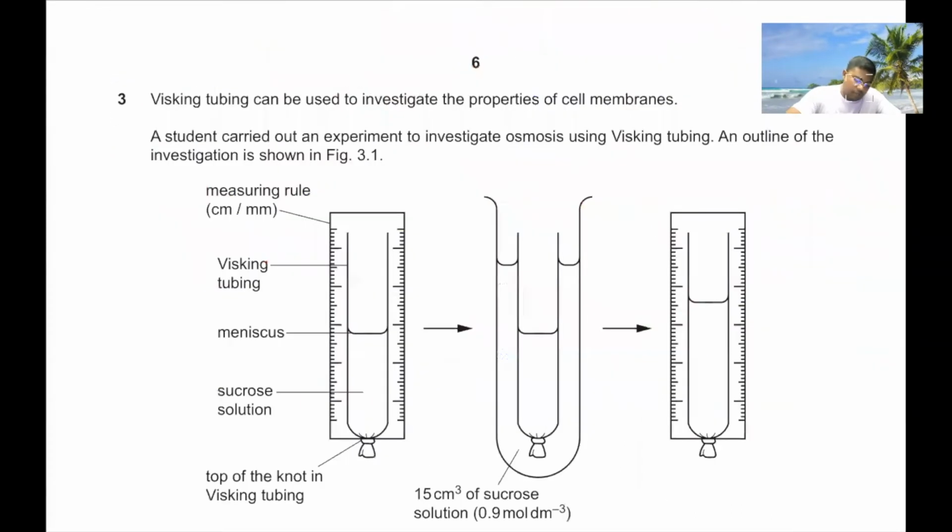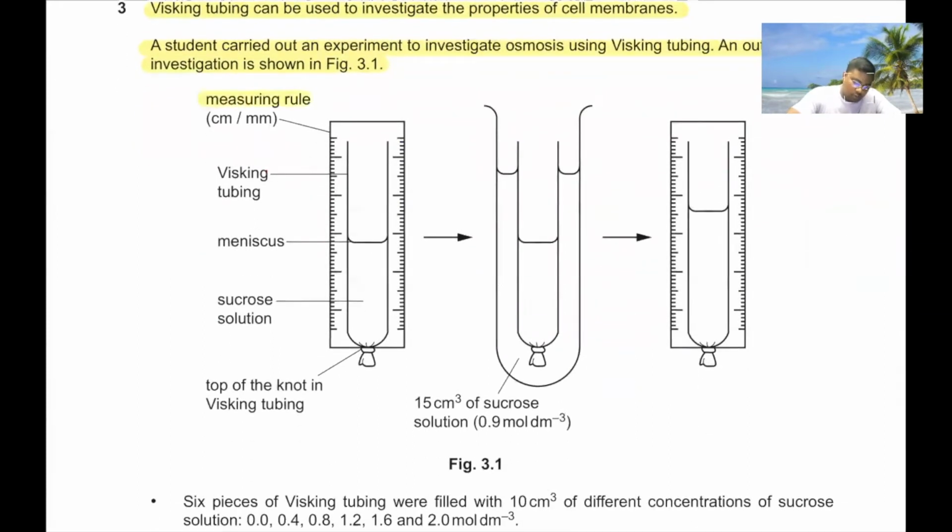Question number 3. Visking tubing can be used to investigate the properties of cell membranes. A student carried out an experiment to investigate osmosis using Visking tubing. An outline of the investigation is shown in figure 3.1. It shows a measuring rule, Visking tubing, meniscus, sucrose solution, the top of the knot in the Visking tubing, and 15 cm cubed of sucrose solution, 0.9 mole per dm cubed, placed outside.